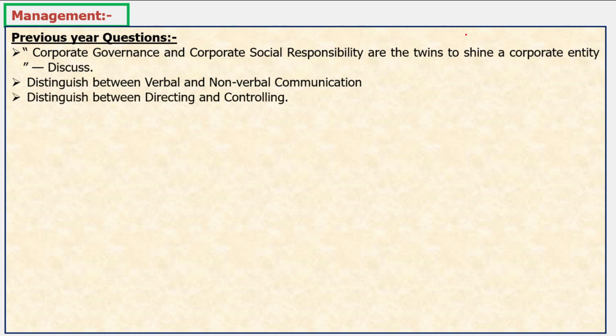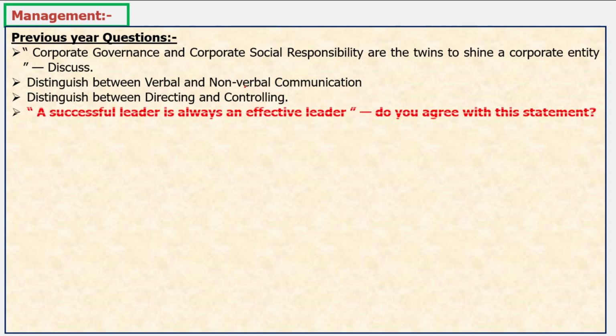Next, distinguish between directing and controlling. So this is the POSDC: planning, organizing, staffing, directing and controlling. And in directing and controlling in the functions of management, what are the differences? So the nature of the question was the same as this one, because in any "distinguish between" or "difference between" question, your data, your knowledge would be enough to answer that.